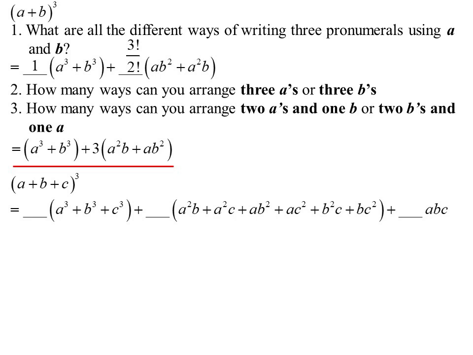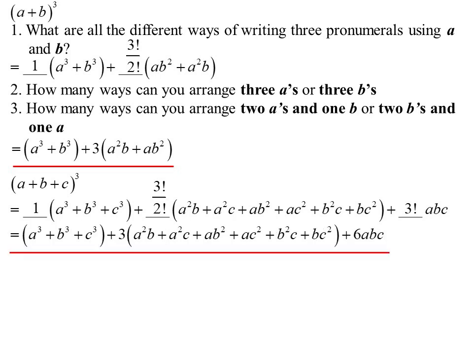How many ways can we arrange? Well, given the a cubed, 1. a times a times a. How many ways could I arrange 2 a's and a b? Well, 3 factorial on 2 factorial. But now my next question: how many ways could I arrange the letters a, b and c? Well, that would be 3 factorial. 3 objects, arranging them. So there is my expansion for a plus b plus c all cubed.